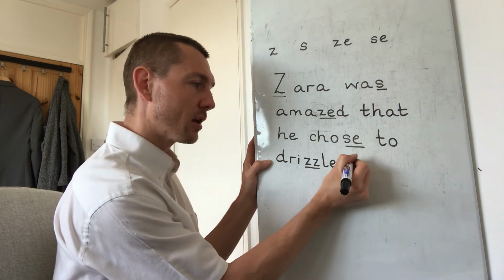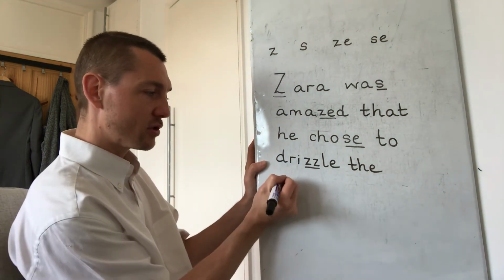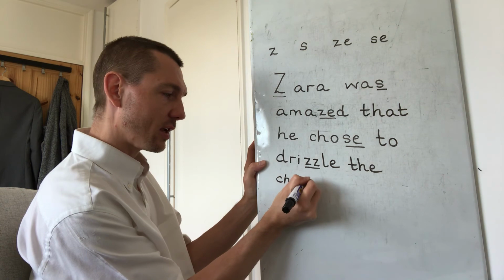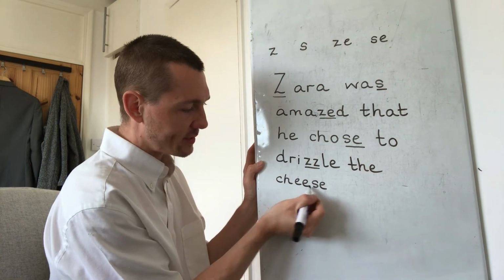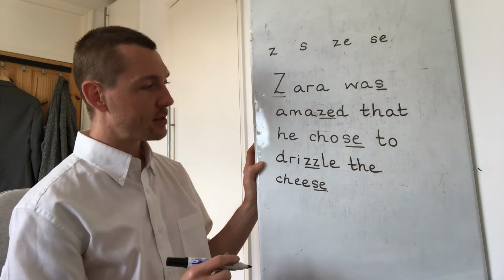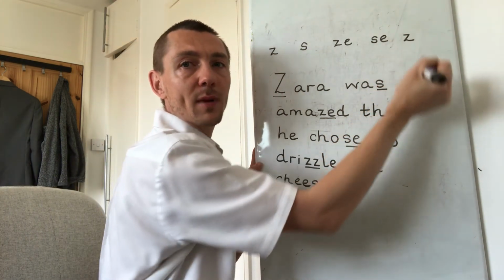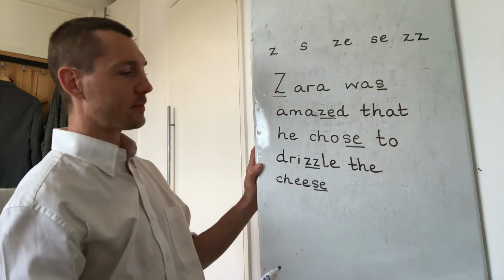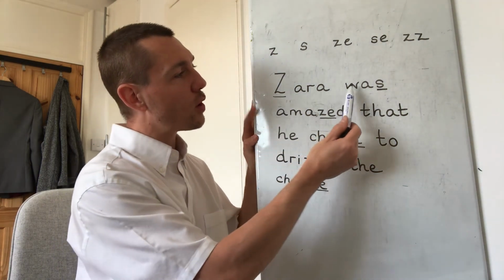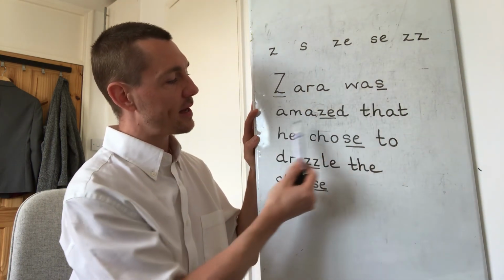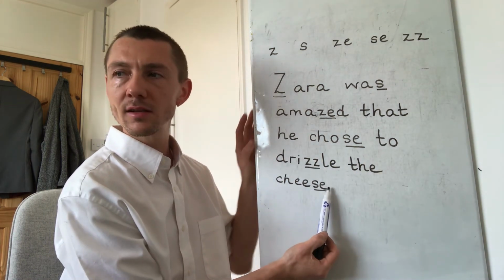To drizzle the cheese. Ch, e, z, cheese, cheese. So there we've had another spelling of Z again. We've got the double Z spelling of Z that time. So let's recap. What do we have so far? We have Zara was amazed that he chose to drizzle the cheese.